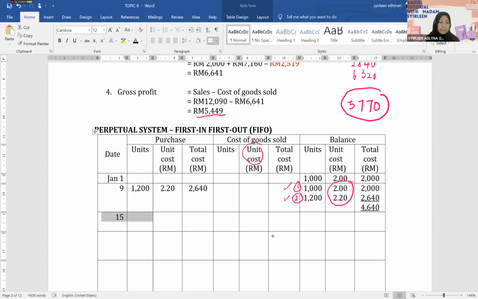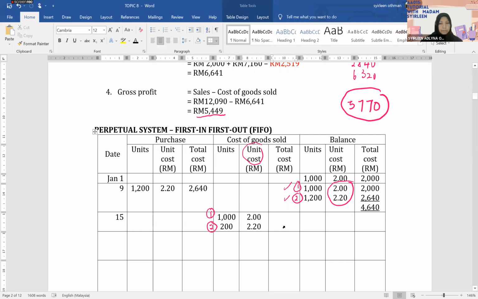Dekat sini kita masih kira unit yang dijual tapi guna harga cost inventory sebab kita sekarang ni bukan nak kira untung lagi. Kita baru nak kira cost untuk inventory. Right? So on the 15, okay, saya jual 1,200, so I need to separate sebab saya akan ambil first in daripada batch nombor 1 dulu. Okay, and then balance dia tak cukup lagi, kita ambil dari batch nombor 2. So kita ada 1,000 ni daripada batch nombor 1, 200 ni kita ambil daripada batch nombor 2.